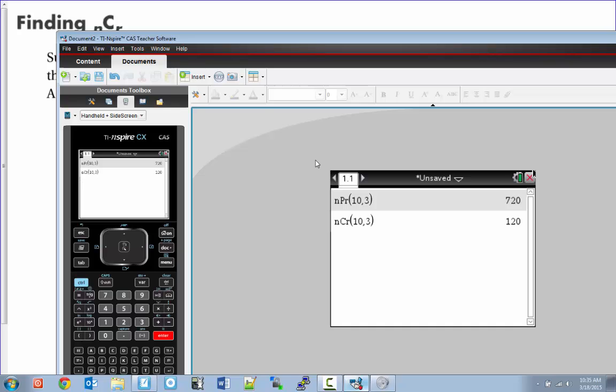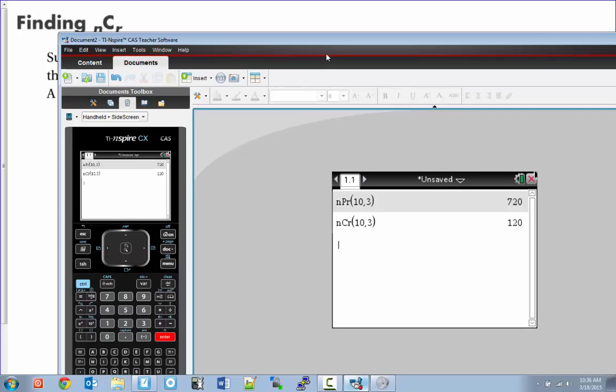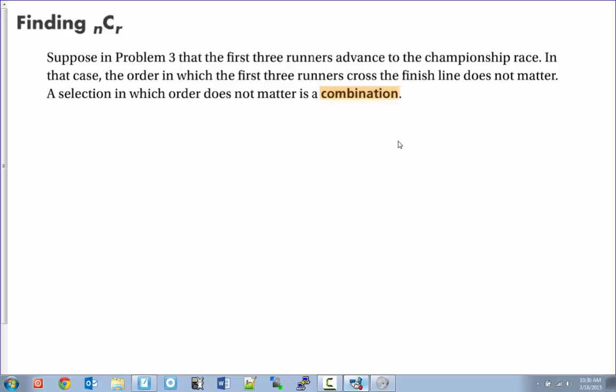But as far as assigning gold, silver, and bronze medals, the order does matter. And since the order does matter, the group Johnny, Susie, and Sally is different than the group Sally, Susie, and Johnny because they get different color medals. So that's pretty much it for combinations and permutations. Remember, with permutations, order matters. With combinations, order does not matter.